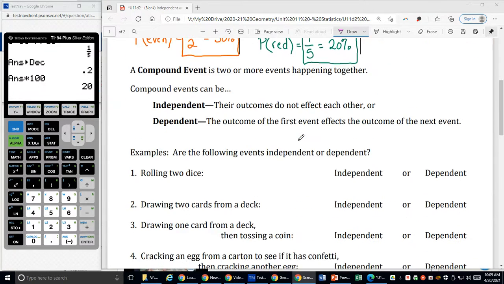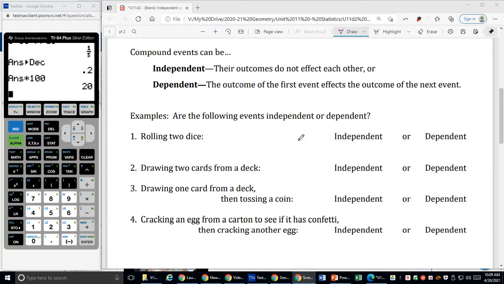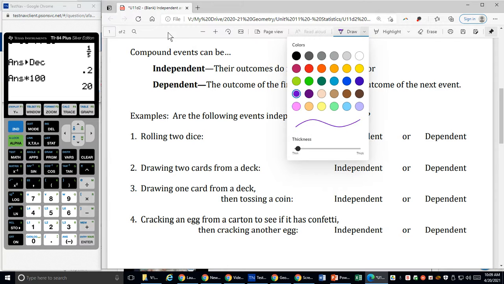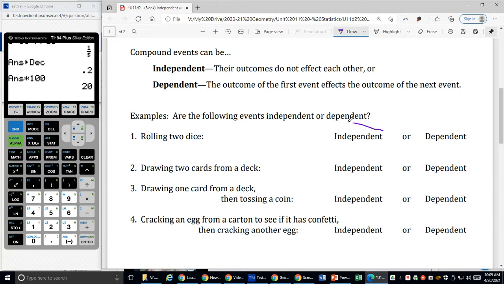Let's look at these examples and determine whether they are independent or dependent events. The first one, rolling 2 dice. I already mentioned that one. Whatever I get on the first die has no bearing on what I get on the second, so that is an independent event. If I draw 2 cards from a deck of cards, when I pull that first one, there's 52 cards in the deck. So if I've pulled 1 card, now there's only 51 cards in the deck, so it is going to change my probability for the second pull. So that is dependent on what I get on the first one.